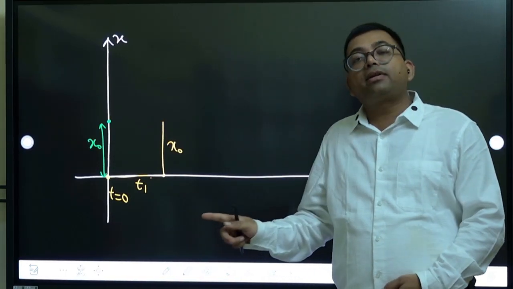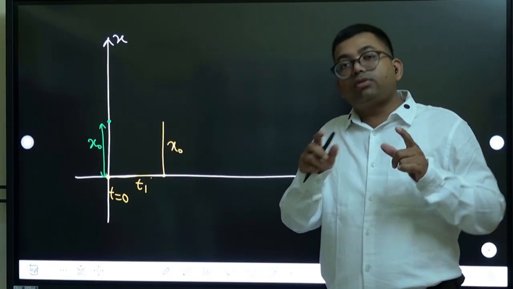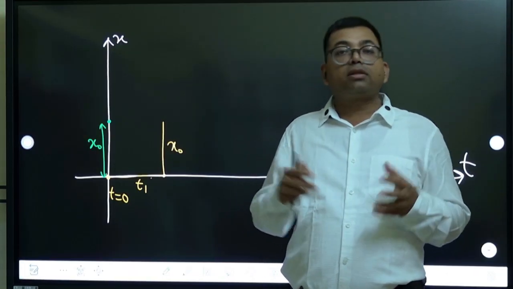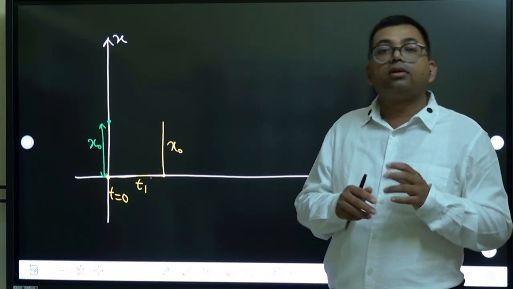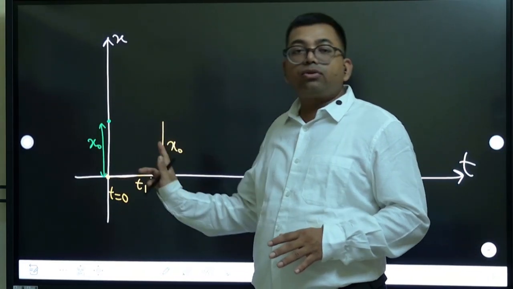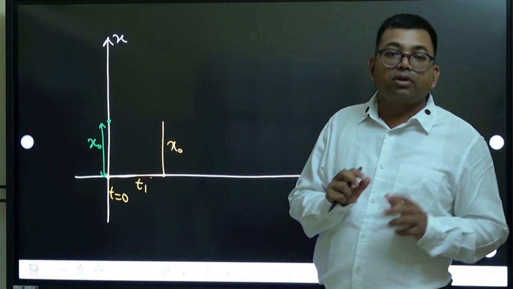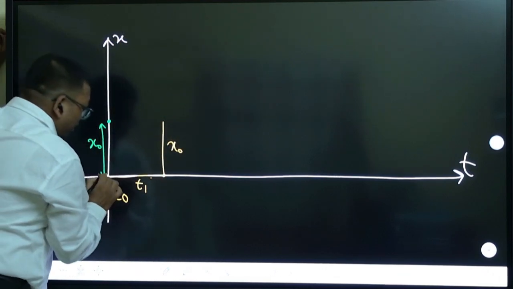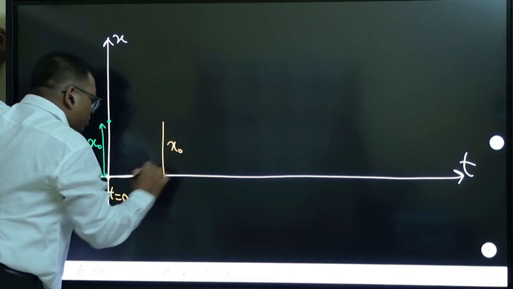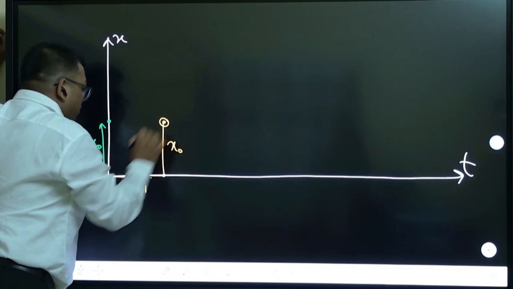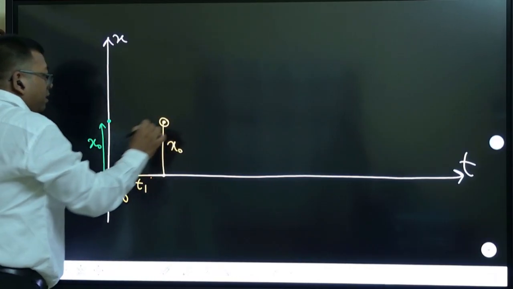So the position-time graph will be a straight line, whether you are drawing it for the tortoise or for the hare. Okay, so it will be a straight line, but this I am doing to get the points on the graph. Suppose the hare is covering this distance x naught in time t1, so you will get this point here.